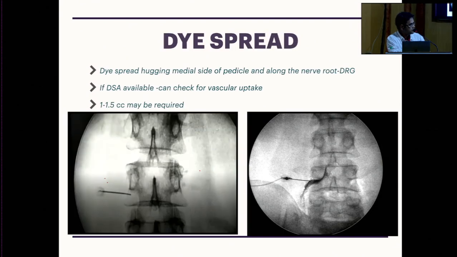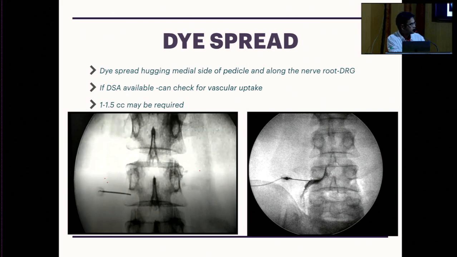Next, the dye spread is very important. Once you finally position, after putting the dye, the dye should be spread around the medial border of the pedicle, and you look for the volume, how much you need for that, sitting at the medial border of the pedicle, and also the drug is going to the epidural space. If you give more volume, obviously the epidural spread will be there. So this is the ideal spread of the drug.